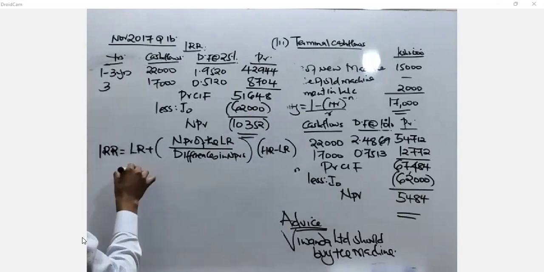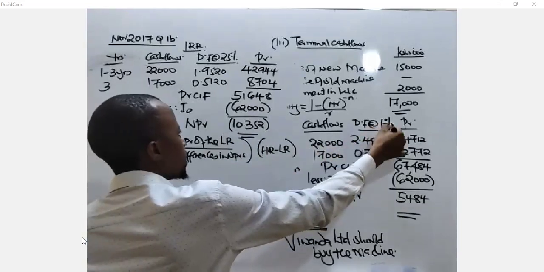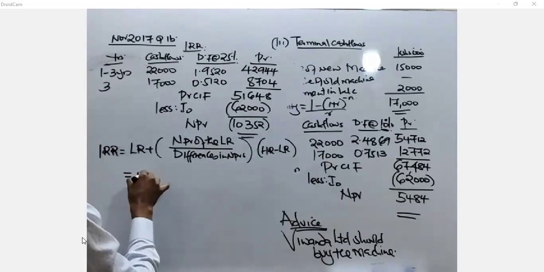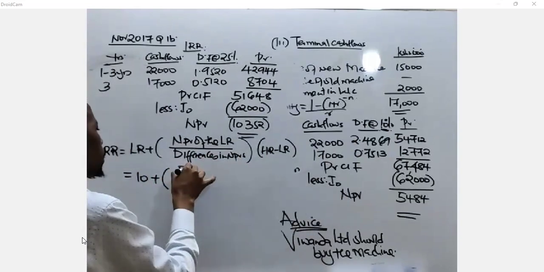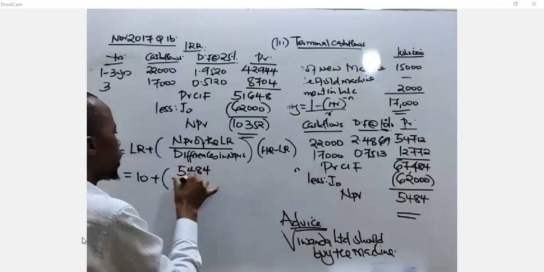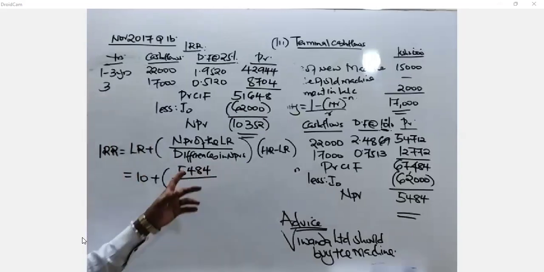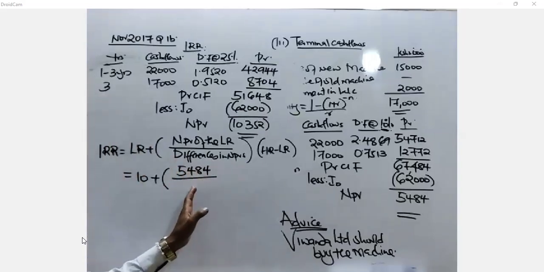Now, how much was the lower rate? The lower rate was 10%. So we say 10 plus what? The NPV of the lower rate, which is 5484. Then you divide it by the differences. We normally take the positive minus the negative.